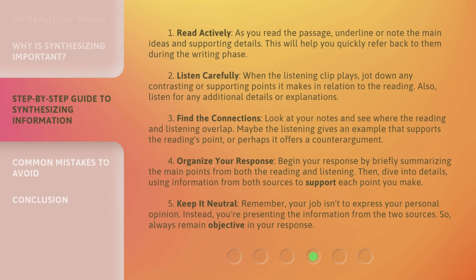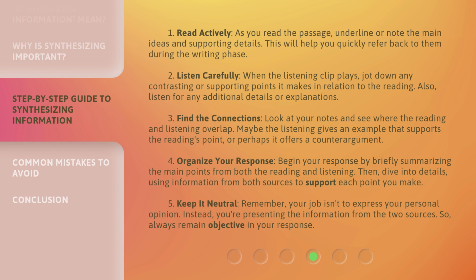1. Read actively. As you read the passage, underline or note the main ideas and supporting details. This will help you quickly refer back to them during the writing phase. 2. Listen carefully. When the listening clip plays, jot down any contrasting or supporting points it makes in relation to the reading. Also, listen for any additional details or explanations.